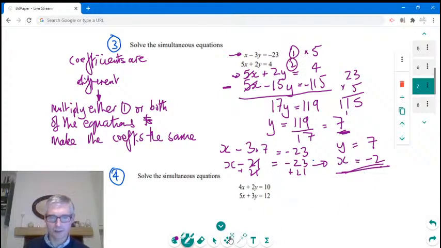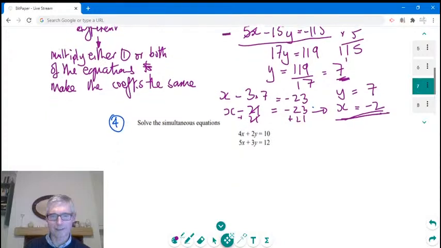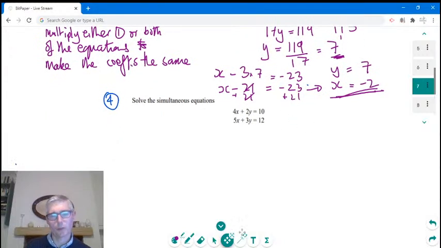I'm just going to look at this next example, because we might wonder as well, here again the coefficients are different, but can we get them to be the same by multiplying just one of the equations? In this case we can't, and so we might have to multiply both. So this time we've got to multiply both equations.